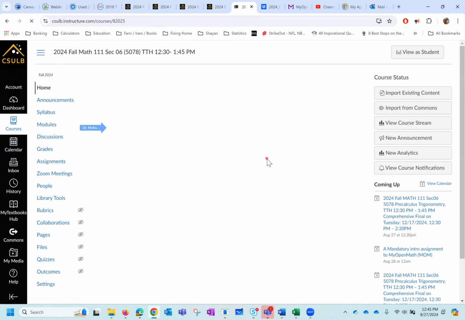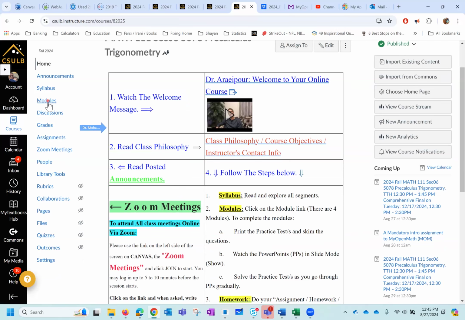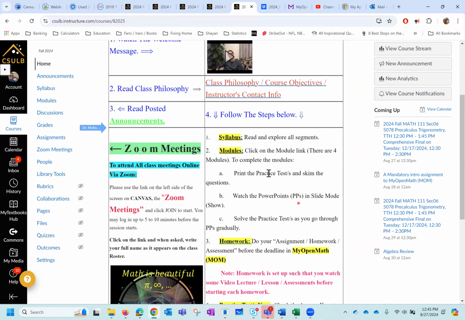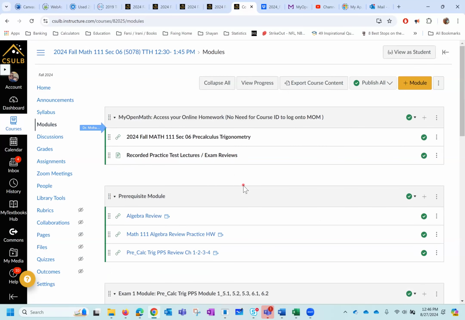Going back to the home page of Canvas. Now you can click on the modules here or the modules on the left navigation bar, which contains the practice test, PowerPoint, solution to practice test, homework, and so on and so forth. So if we go to modules, what do we find here? Let me just recap what we have here, and then we go over one by one. First, at the very top, see this one, this is where you register with your digital platform, My Open Math. This is the recorded practice test. I will show you in a moment.